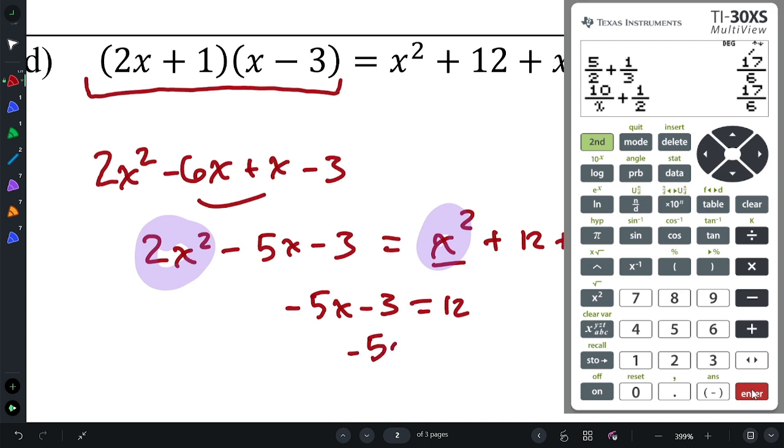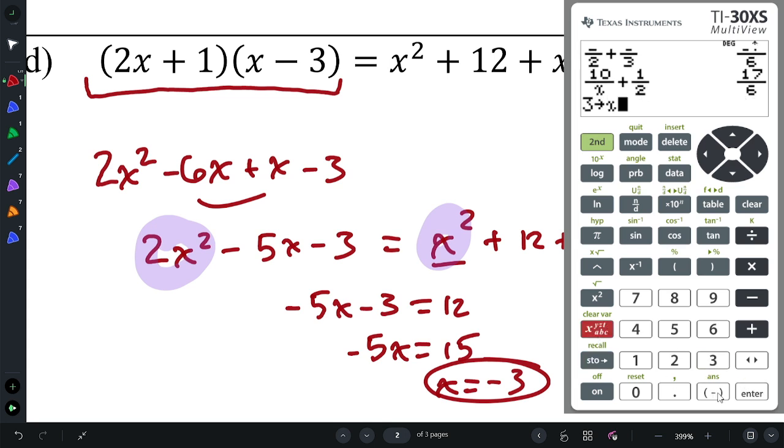Therefore, I'm sorry, negative 5x is 15, and x should be -3. And pretty compelling that x is -3. I am going to check that. 3, I'm going to store that as x. And I'm going to take a quick look at 2x plus 1, 2x plus 1. And I'm going to multiply.